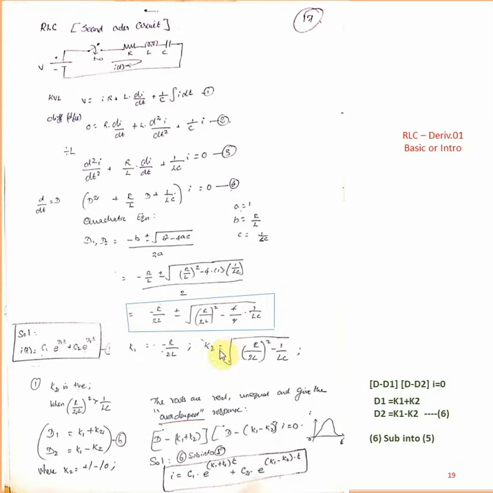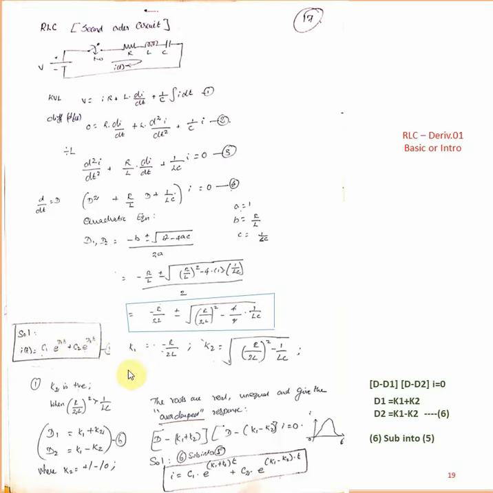So what is the i of t in the equation? For the RLC circuit, C1 dot e power d1t plus C2 dot e power d2t. So this is the solution for i of t in the RLC circuit: C1 dot e power d1t plus C2 dot e power d2t. This is the solution.